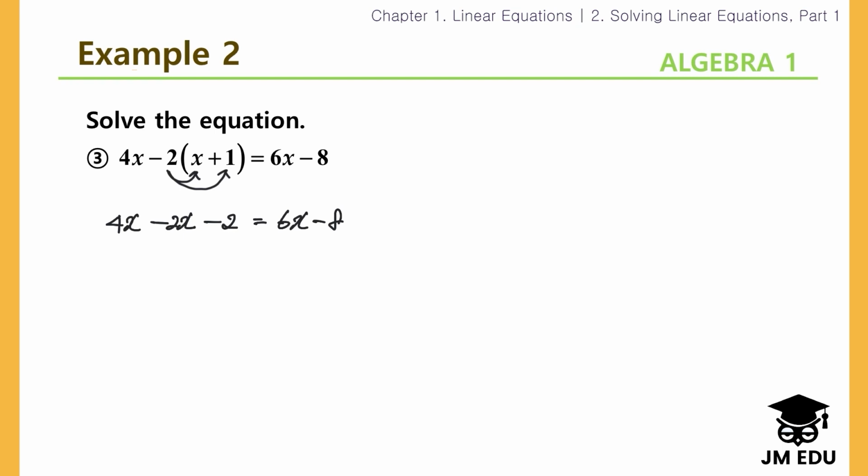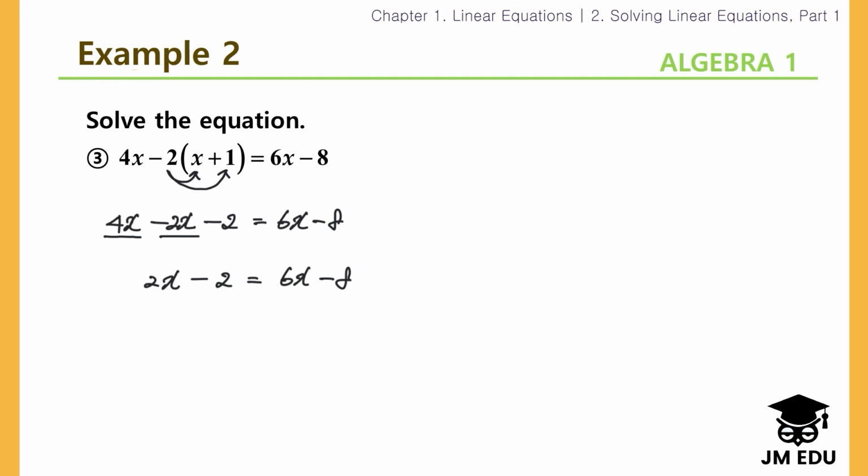So, like terms, on the left hand side, we have 4x minus 2x. 4 minus 2, that's going to be 2x, right? So 2x minus 2 is equal to 6x minus 8. Let's eliminate 6x on the right hand side.